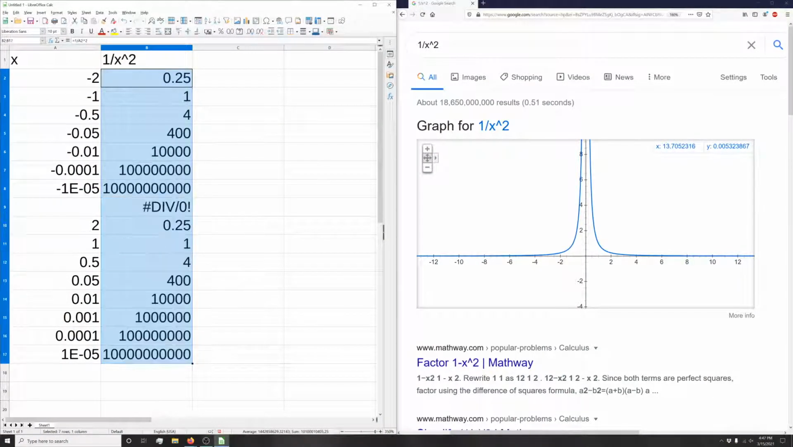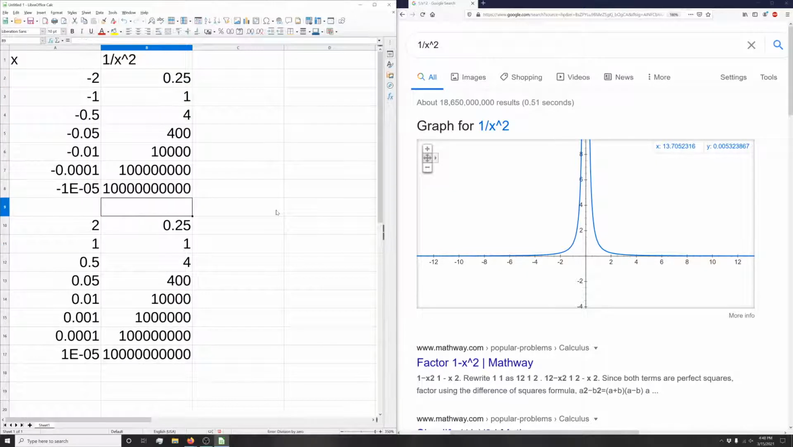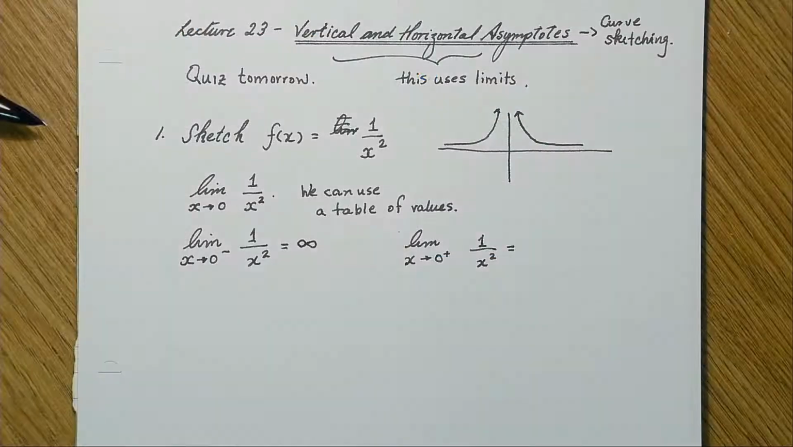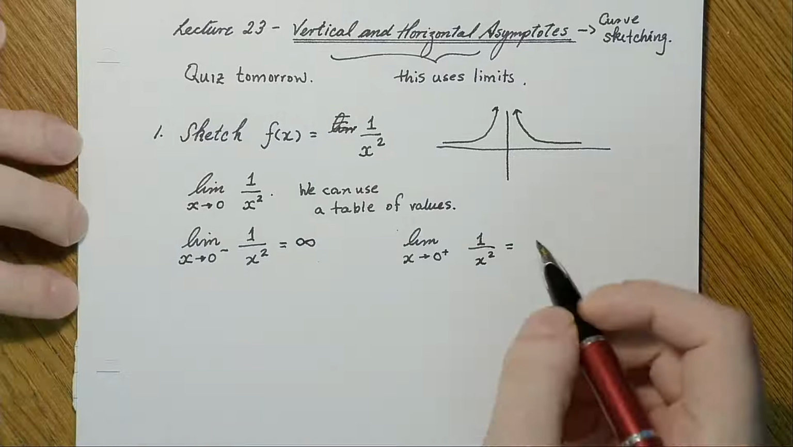And the same thing happens when I look at the right-hand side again. I'm just going to drag this on. I won't worry about that divided by 0. But again, as I go from the right-hand side, it's getting bigger and bigger and bigger as well. So we also say that this is infinity.